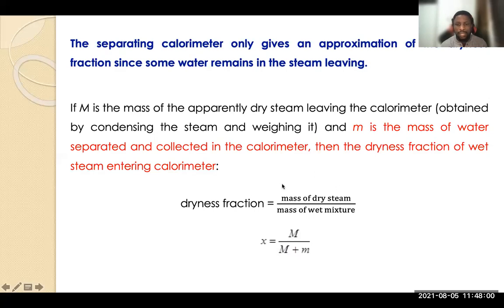Collected, then the dryness fraction. So this would be the dryness fraction. The original thing, the dry steam with the water, will constitute the wet steam: M plus m. So big M plus small m will constitute your wet steam. M constitutes your dry steam. So you remember, that's why we call this a wet mixture, meaning it has some water in it. So take note of that.